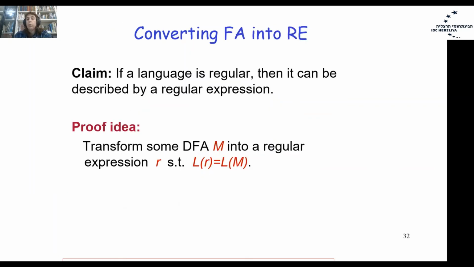Next, we will convert a finite automaton to a regular expression. We have the following claim: if a language is regular, then it can be described by a regular expression. This time, we will take some deterministic finite state automaton M and transform it to a regular expression, such that the language of the regular expression R will be equal to the language of the automaton M.